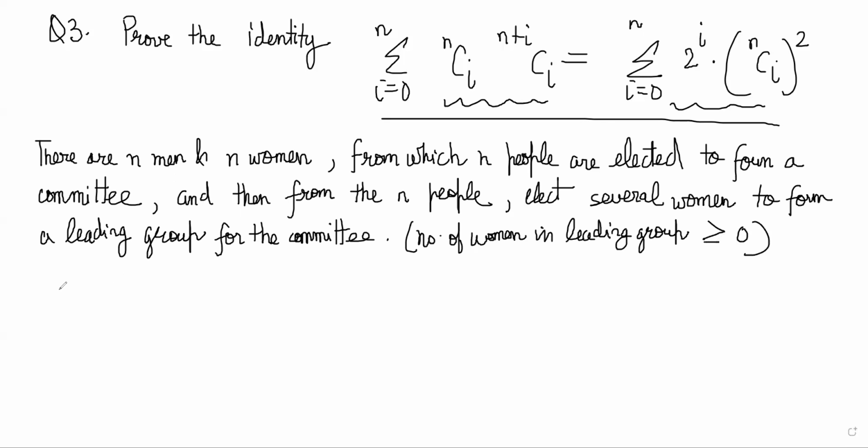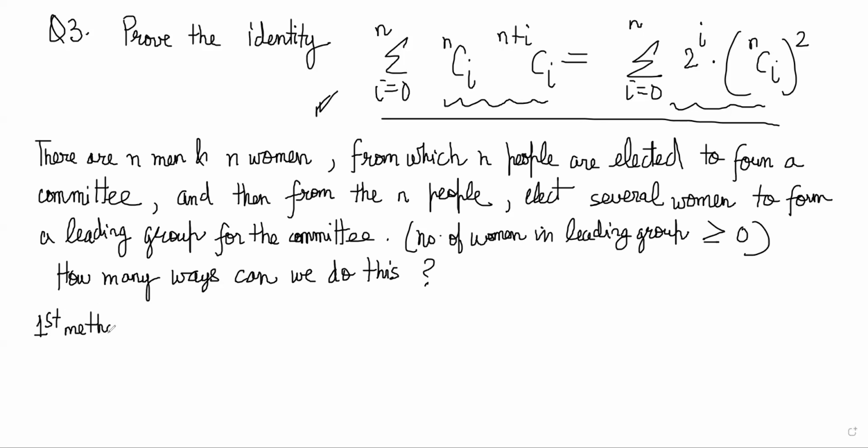So how many ways can we do this? So first you have to select a committee of n people from n men and n women. And then among the n people, you have to select several women to form a leading group, right? And that leading group can have more than or equal to 0 people also. So what we'll do is we'll solve this counting problem in two different ways, which will help us prove this identity. So the first method of counting this is like this.